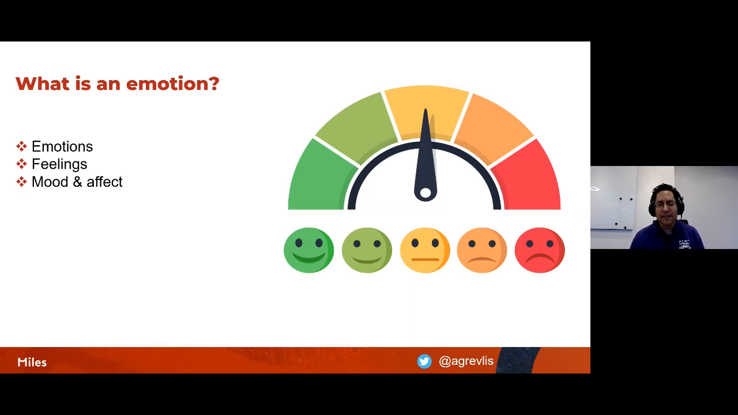Then we have feelings, which is where we need to involve our cognitive awareness. That means that we are aware of the environment and the emotion. And this also involves the thought process, and this is much more long-lasting. And finally, we have affect and mood, and this is if we mix feelings and emotions together. And this is complex and could also be long-lasting.